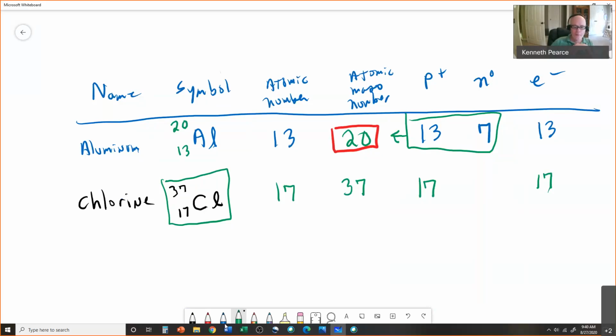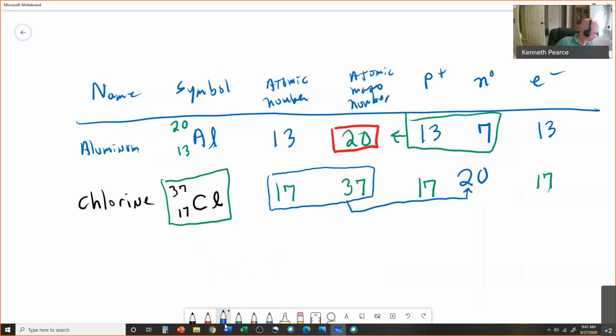And we subtract these two numbers right here. We subtract the protons or the atomic number. Either way, it's the same thing, but you subtract the atomic number from the atomic mass number. That gives me 20 neutrons. And we can do one more.